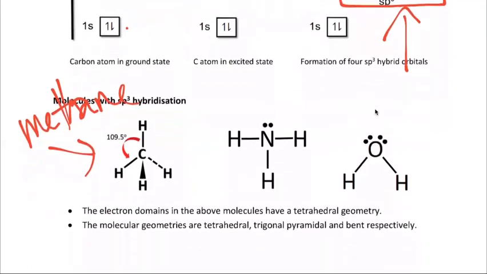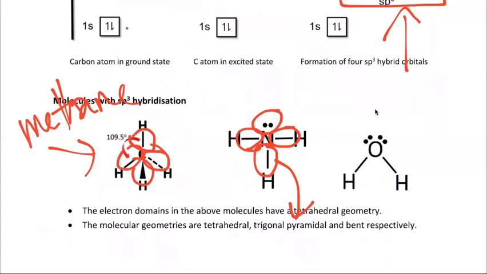Okay, so if we look at all 3 examples here, this first one is methane, and in here it's got 1, 2, 3, 4 electron domains. They're all bonds, so that's a tetrahedral molecular geometry. Now this next one, it's still got 4 electron domains, but 3 of them are bonds, 1 of them is a lone pair. So that would be an example of trigonal pyramidal for the molecular geometry.